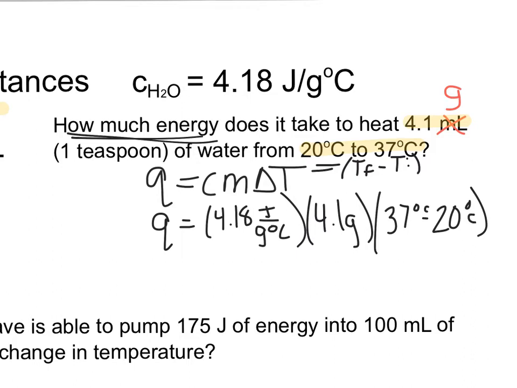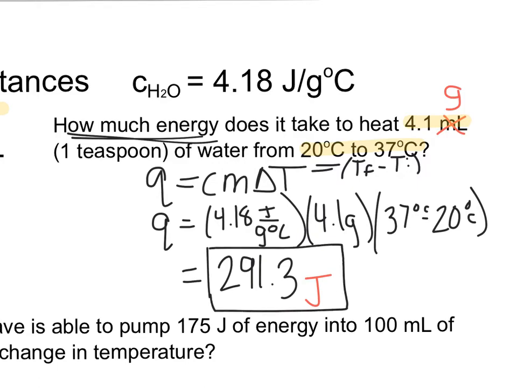Notice, when we do this, 4.18 is positive, 4.1 is positive, and the subtraction step here is positive. We're adding heat into the system, and as a result, we're getting a positive value. When we multiply these three numbers together, 4.18 times 4.1 times (37 minus 20), we should end up with 291.3. The unit here, if you again forget: joules and grams degrees Celsius on the bottom, grams degrees Celsius on the top, cancel out, and we're left with the unit for energy, which is the joule. So that is my answer for the first problem. Again, pretty plug and chug.